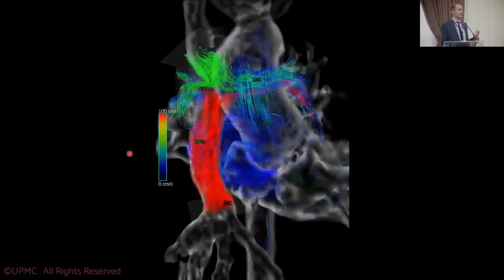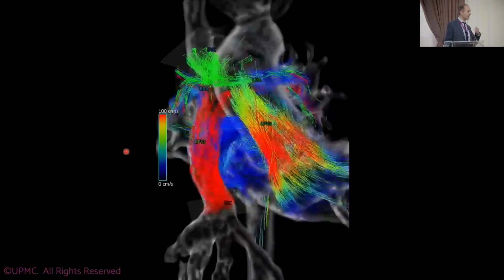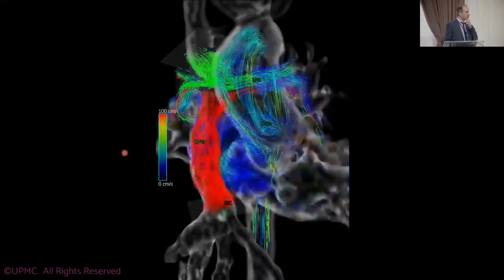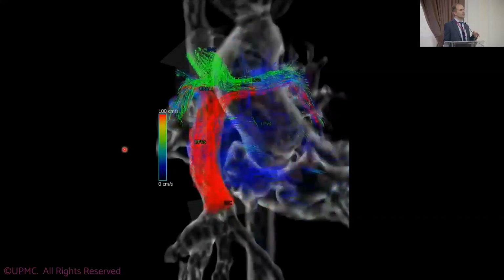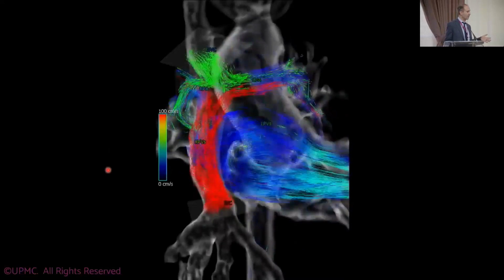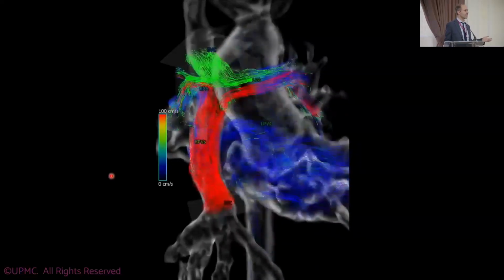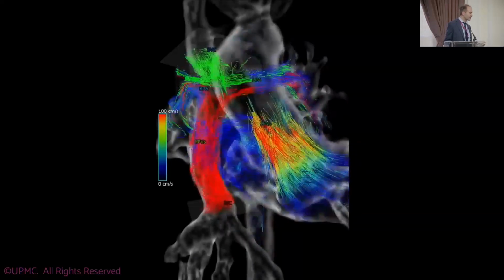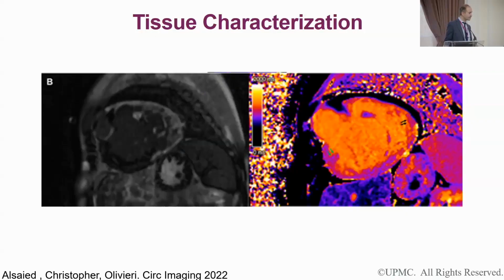This used to be very time intensive, and we needed to send it for computational flow dynamics and get the results like 3 weeks later. Now with 4D flow, we report that in the clinical report the same day. So it's pretty quick to do these days.